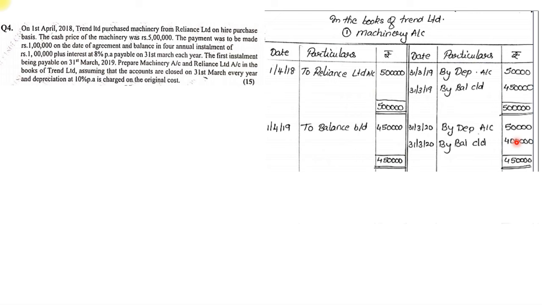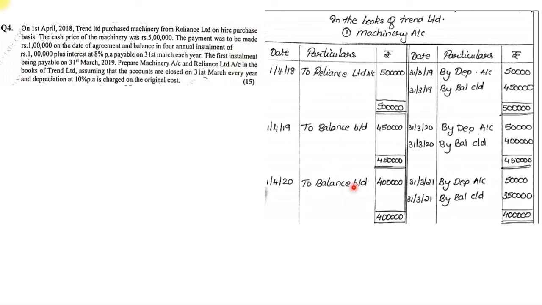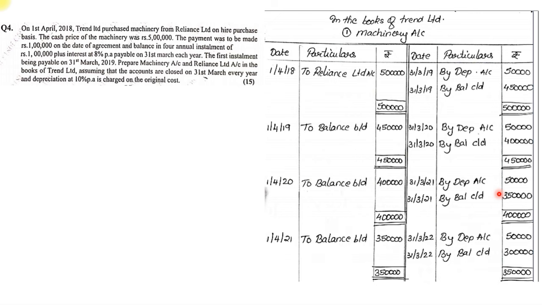Again, the same will be carried forward to the next year. So opening is 4 lakhs. Again, depreciation on 31st March 2021 is 50,000. We tally, we get 3 lakh 50,000. And last, on 1st April 2021, last year's closing is this year's opening, again 3 lakh 50,000. On 31st March, again we book depreciation of 50,000. Again, we tally: 3 lakh 50,000 minus 50,000 is 3 lakh. So our closing balance comes to 3 lakh rupees.